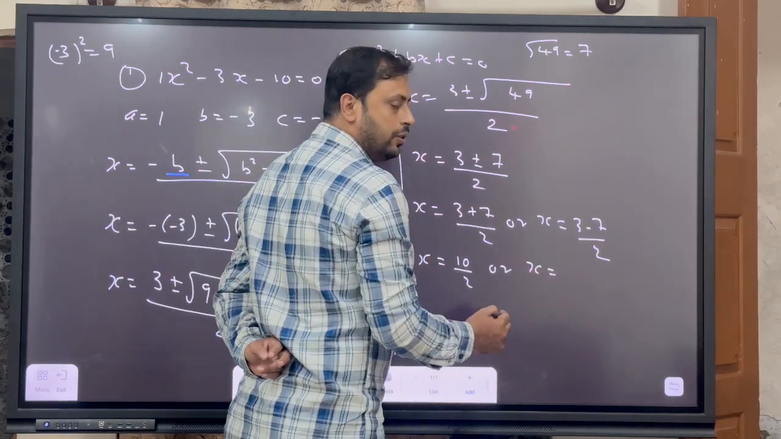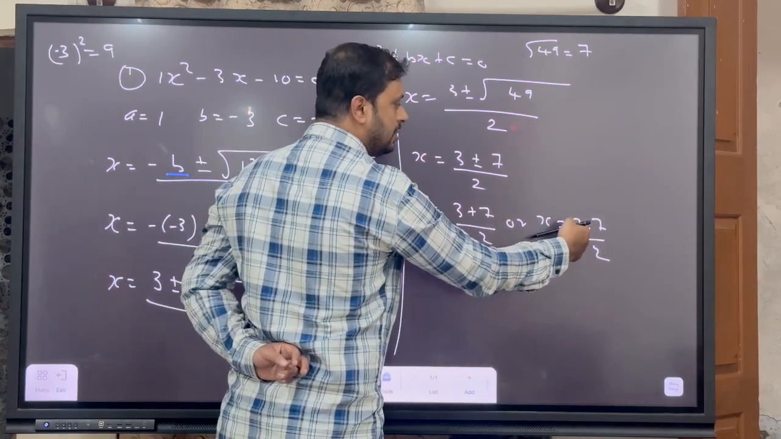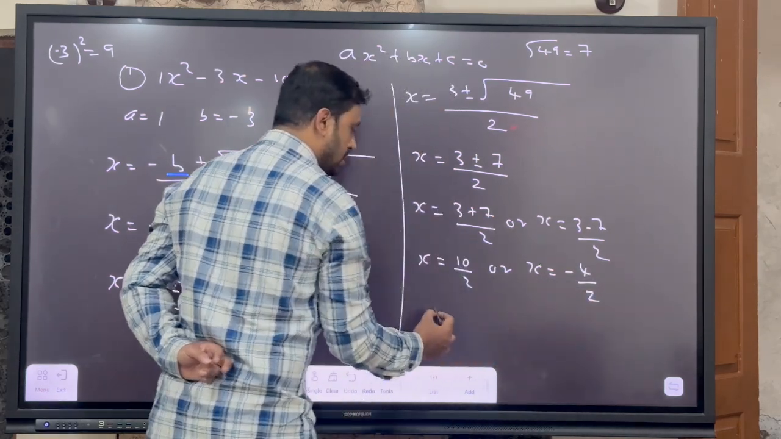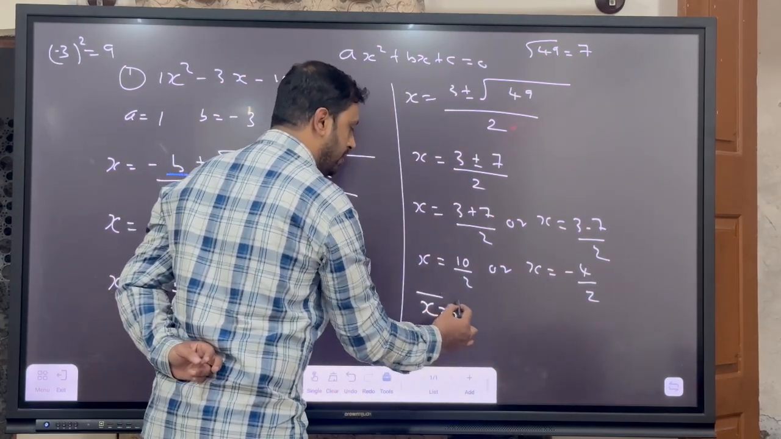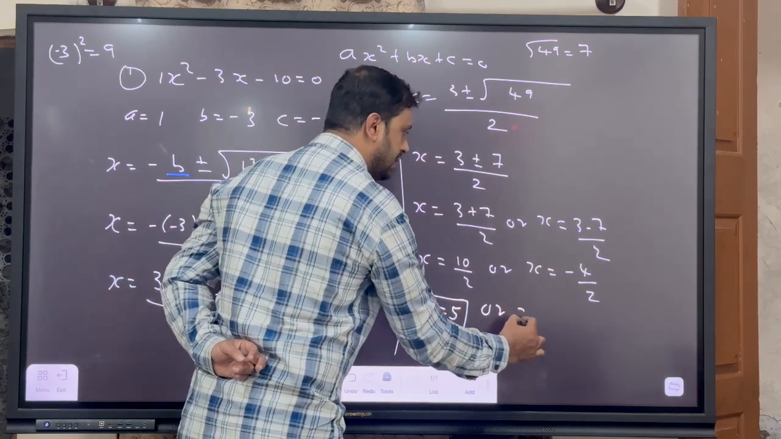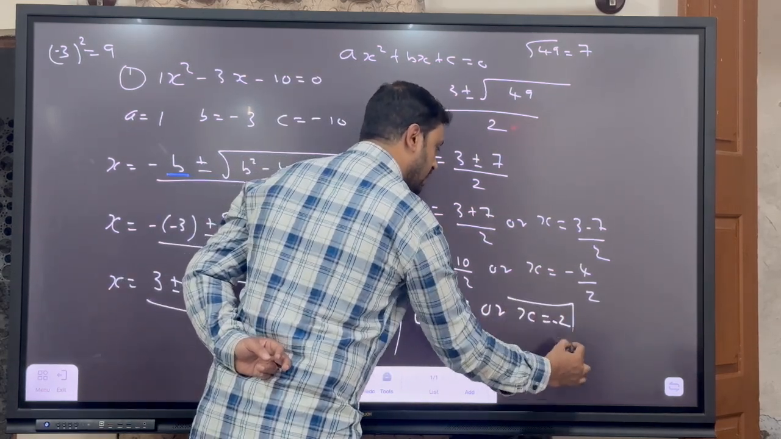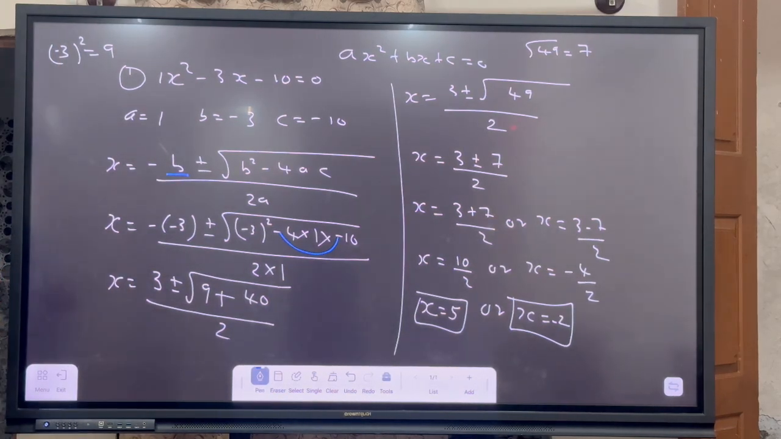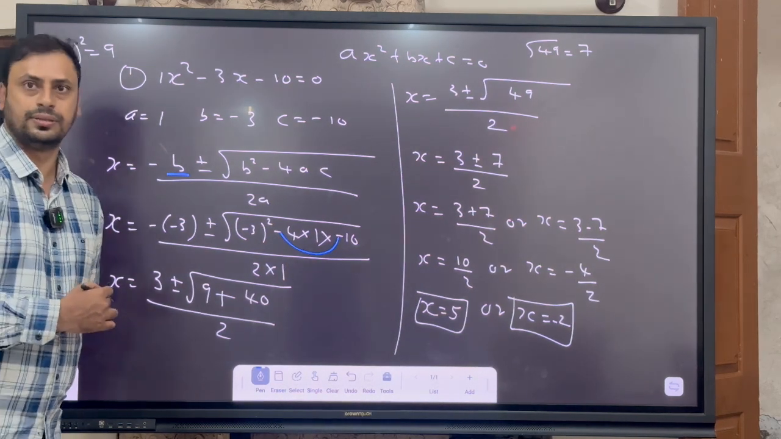You should be careful here, you have a bigger sign, 7's sign is minus, so we will take minus 4 divided by 2. So this will become x is equal to 5, and here I will get x is equal to minus 2. So this is the way, and this is the method to find the roots of the quadratic equation by using the standard formula. I hope everyone understood this. Thank you.